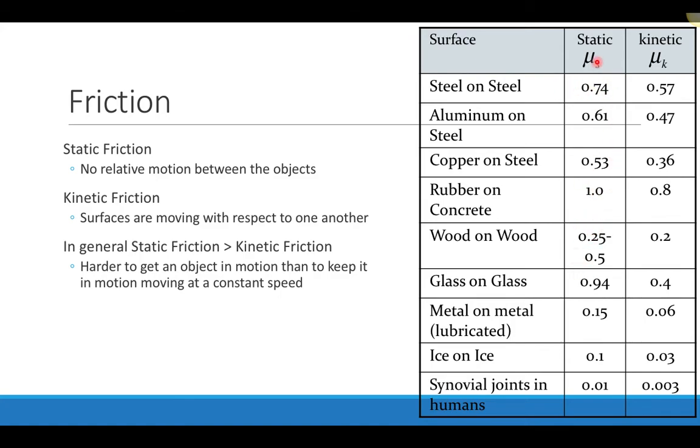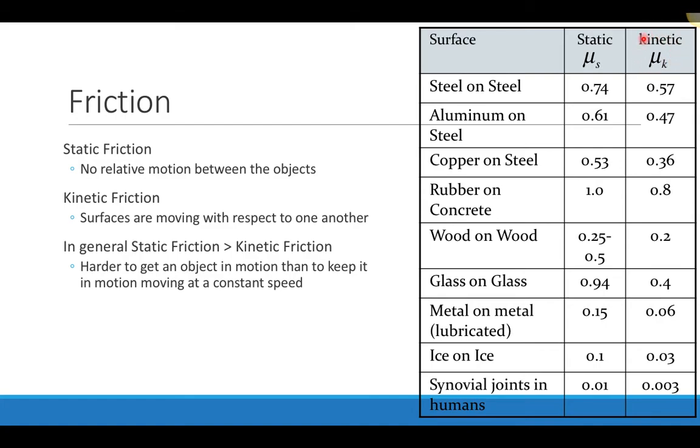So a large coefficient of static friction means that you're going to have a larger frictional force between surfaces. It's going to be harder to get them moving. So the easiest thing to move here, of course, is our joints. We don't want to have very much static friction in our joints. We want to be able to move them very freely. And then next to that is ice on ice. Ice does not have very much friction at all.